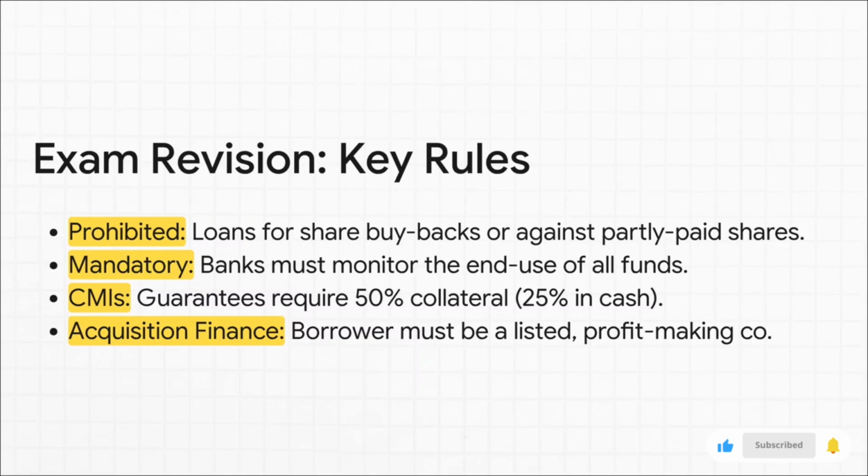And finally, let's recap the key rules and conditions. Remember what's prohibited. No loans for share buybacks or against partly paid shares. It's mandatory for banks to monitor the end use of the funds. For CMIs, there are specific collateral rules for guarantees. And for acquisition finance, the borrower has to be a listed profit-making company. These are the rules that hold the whole framework together.